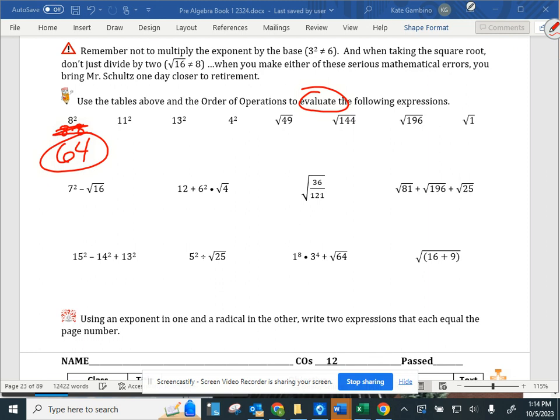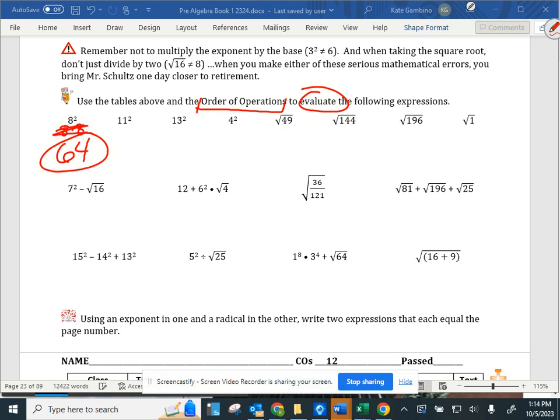Okay. So it does say we need to use that order of operations. So that first row is easy, right? We're squaring, we're finding the square root, done, simple, easy peasy. But now down here, we have to remember that order of operations to find our answer.